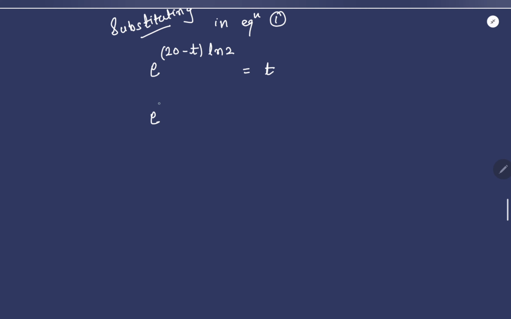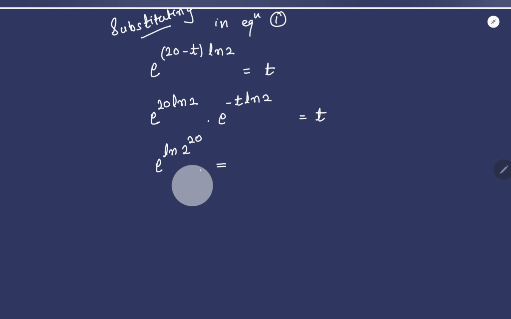Now I will solve it further. e raised to power 20 ln 2 times e raised to power minus t ln 2 is equal to t, right? I just opened the bracket. This is e^(ln 2) raised to power 20. So if I take this to the right side, it will become t e raised to power t ln 2. Now as we can see, we have t ln 2 in the power. So here as well we need to have t ln 2 to apply the Lambert function.